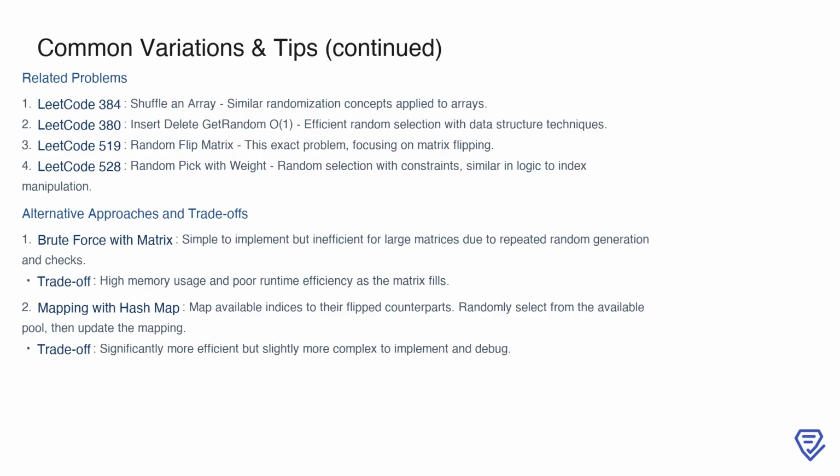By randomly picking indices and checking for flips, you can achieve the goal, but it's not efficient for large matrices because of repeated random generation and checks. This approach is straightforward but comes with high memory usage and poor runtime efficiency as the matrix fills. On the other hand, mapping with a hash map provides a more efficient solution. By maintaining a mapping of available indices to their flipped counterparts, you can randomly select indices from the available pool and update the mapping. This method is significantly faster but introduces additional complexity in implementation and debugging.